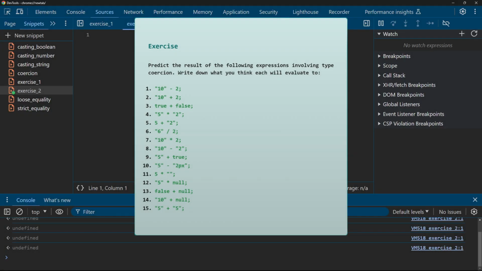For the next exercise, predict the result of the following expressions involving type coercion. Write down what you think each will evaluate to. Pause the video and try to find a solution yourself. When you are ready, press play to see an example solution.